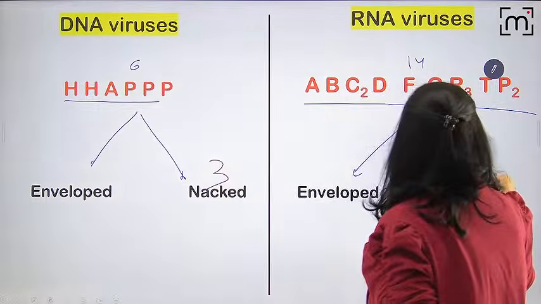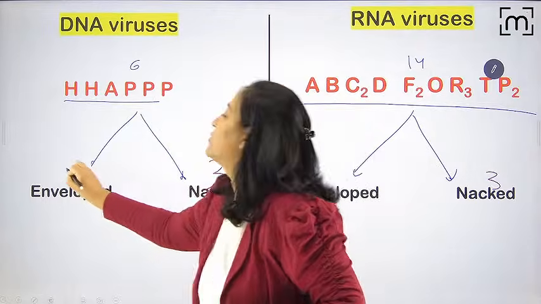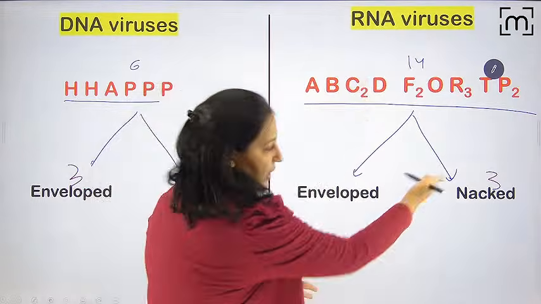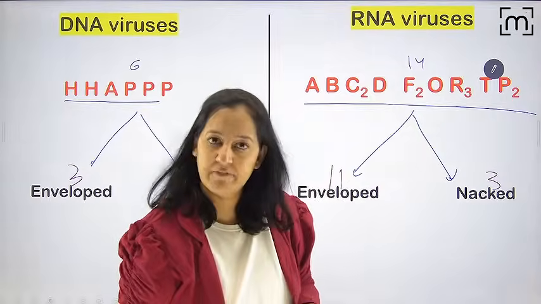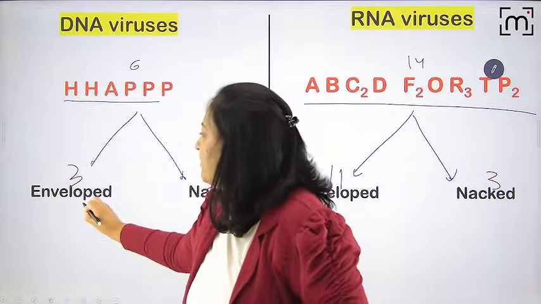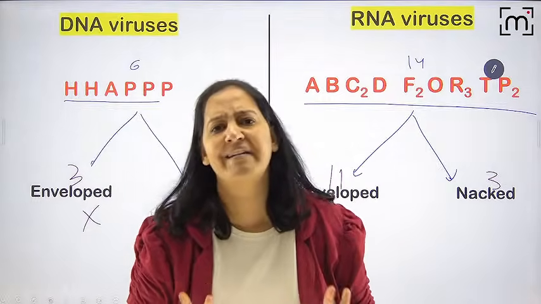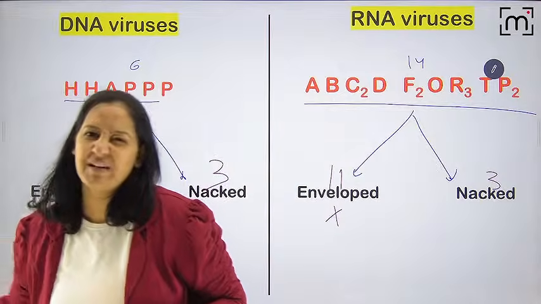Here also, now common sense. Out of 6, 3 are naked, so obviously 3 will be enveloped. Out of 14, 3 are naked, so obviously 11 will be enveloped. Got it? Don't learn the enveloped list. I will tell you the list of naked. Naked is always 3. Learn the list both ways. The list is very easy. The full form of the list is tricky.